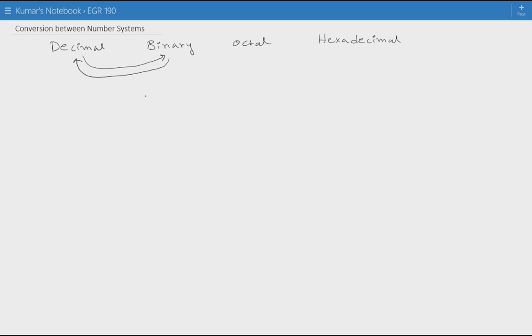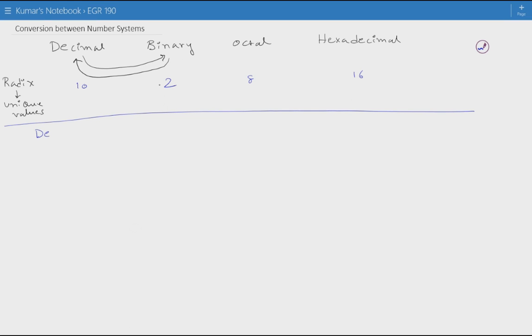Before we start, I'm just going to recap really quick on the radix, which is the most important. Radix tells us how many unique values are possible in each number system. In decimal, we have 10 different values, so it has a radix of 10. Binary has a radix of 2. Octal has a radix of 8. Hexadecimal has a radix of 16. So with this, let's start and go from decimal to binary.